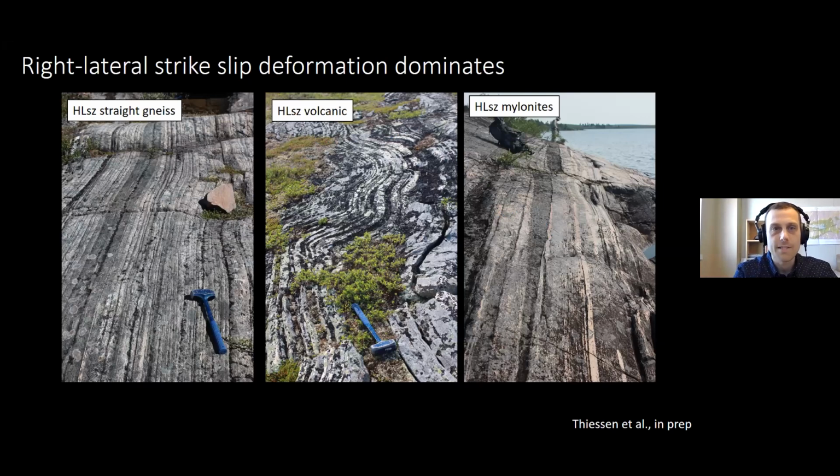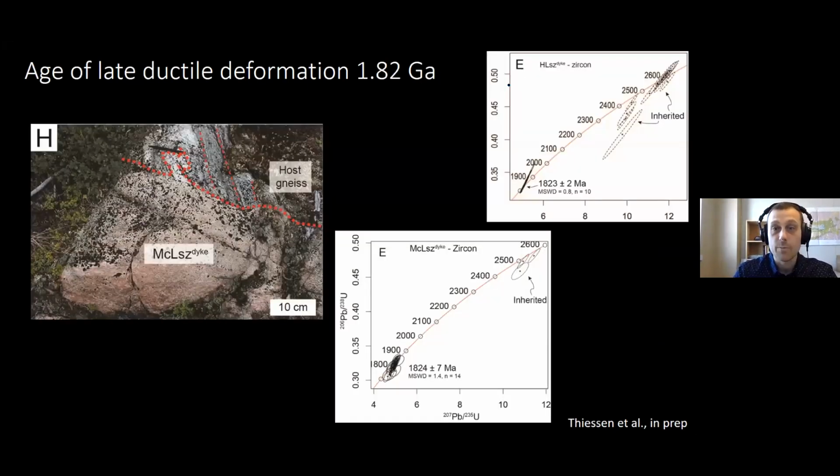But again, the take-home message is we examined quite a bit of rock and only saw, or predominantly saw, right lateral strike slip deformation. We really didn't see exhumation or kinematics that were presumably associated with exhumation. But the age of this late strike slip ductile deformation was pretty well established by analysis of a few cross-cutting dikes that themselves were very weakly deformed. And these dikes crystallized at about 1820 Ma.